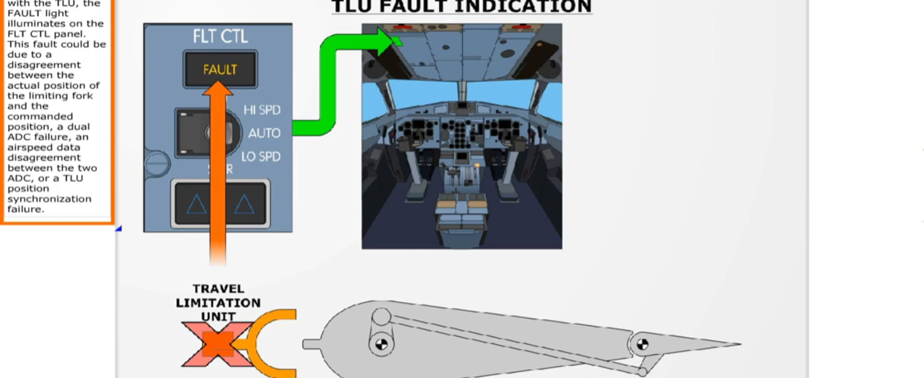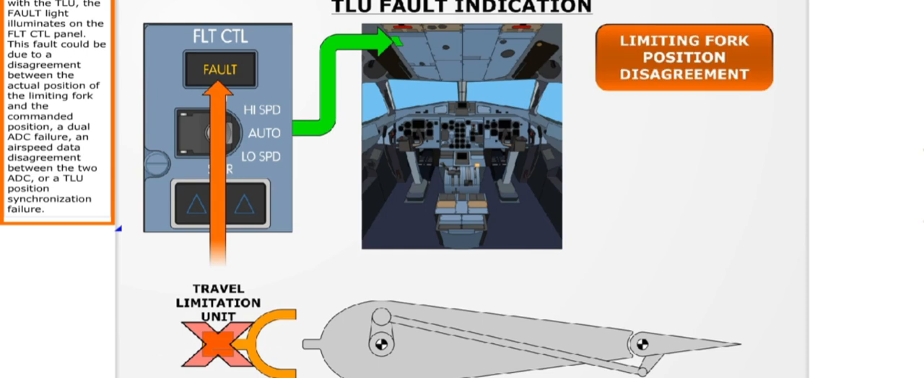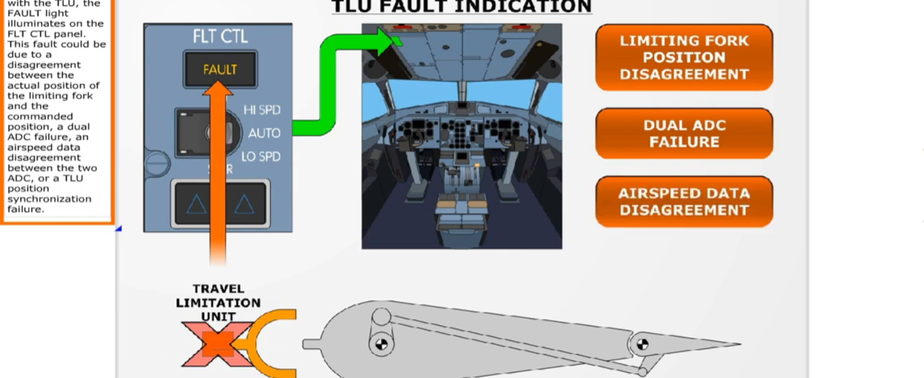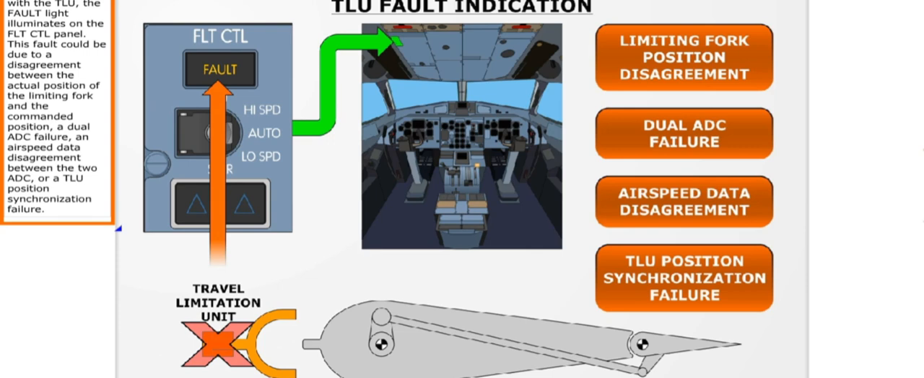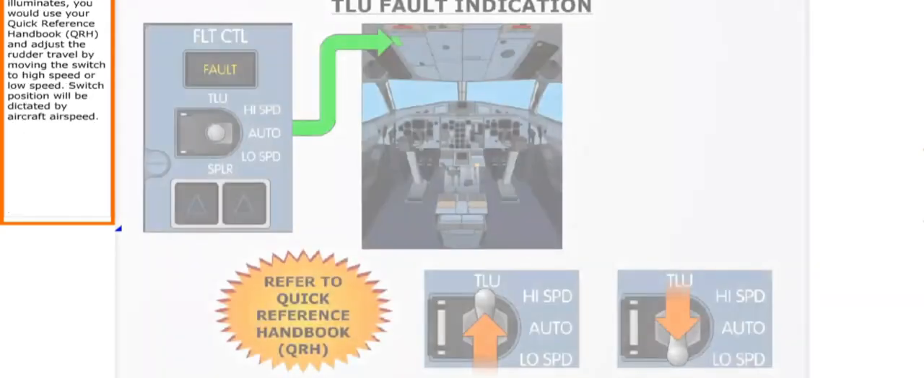If there is a fault with the TLU, the fault light illuminates on the flight control panel. This fault could be due to a disagreement between the actual position of the limiting fork and the commanded position, a dual ADC failure, an airspeed data disagreement between the 2 air data computers, or a TLU position synchronization failure.